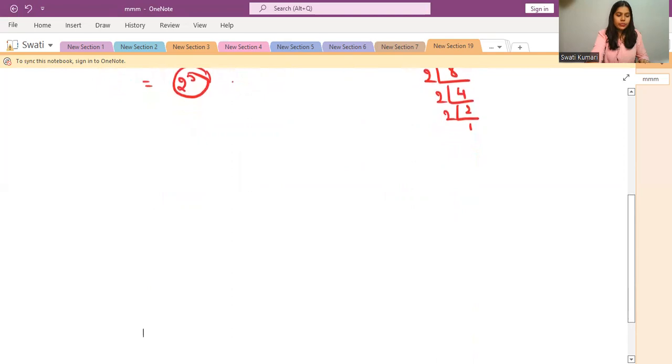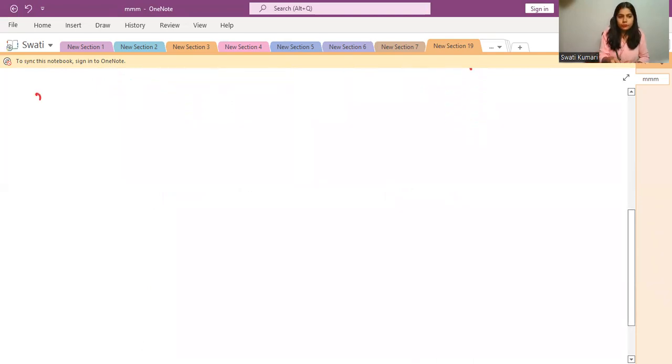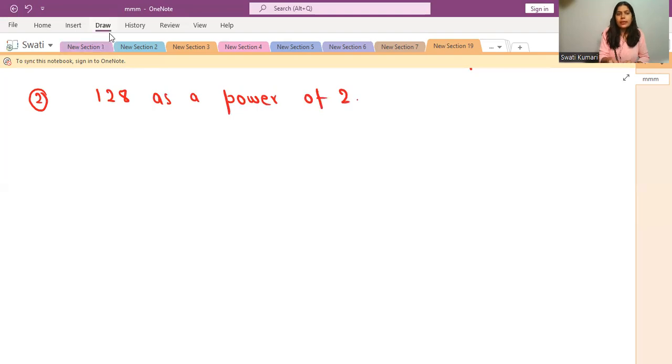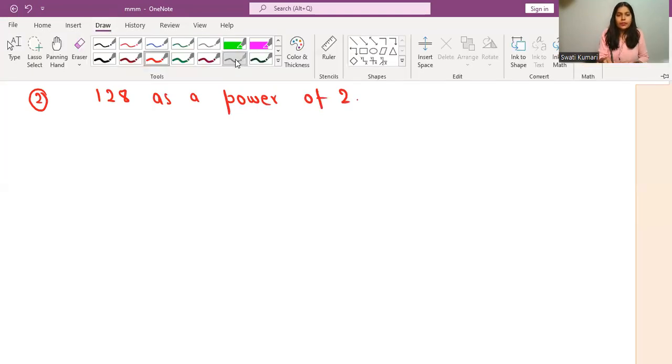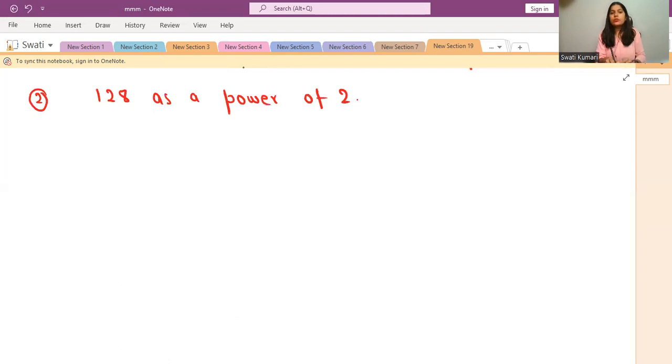In the second question, we have to express 128 as a power of 2. Again, I hope you know what to do. I have taken one more example on the same topic. If you're practicing this for the first time, you can pause this video, do it on your own, and then play the video again to check your answer.